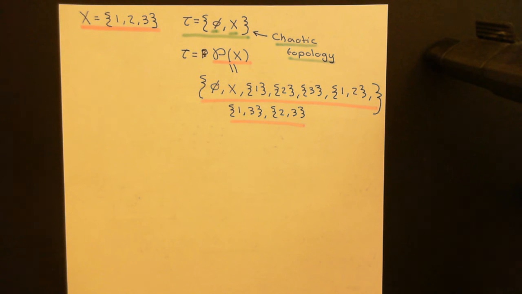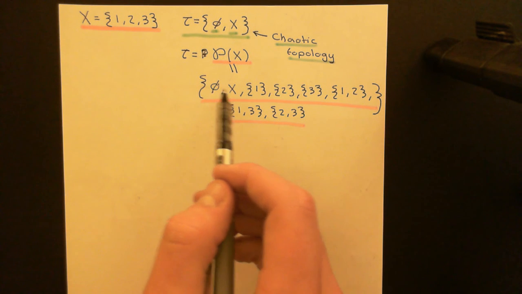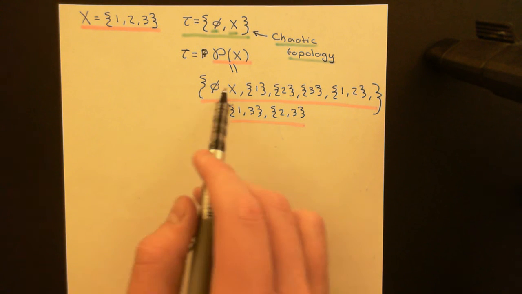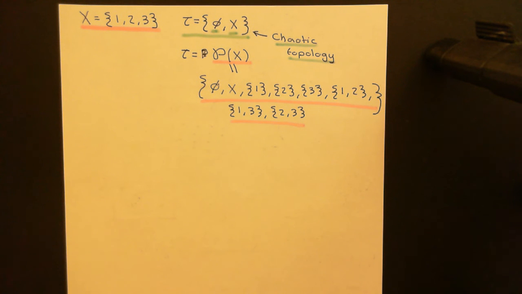So let's make sure that it obeys the axioms of a topological space. So axiom number 1, we need to make sure that the empty set and the entire set are elements of this topology tau. Well, of course they are, they're certainly there, they are subsets after all, so they're always going to be in the power set of X.